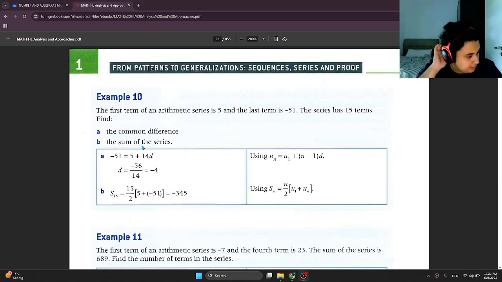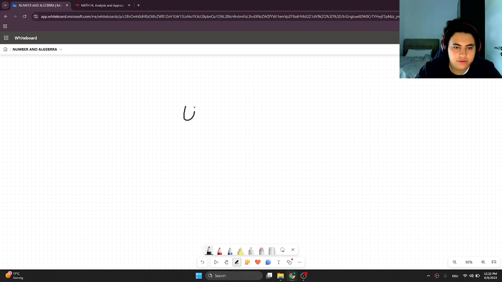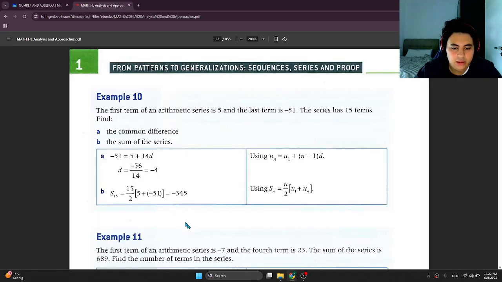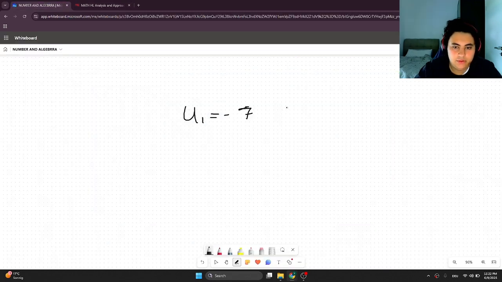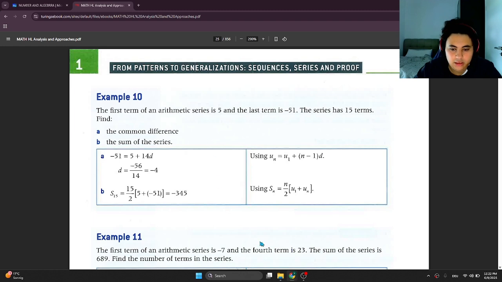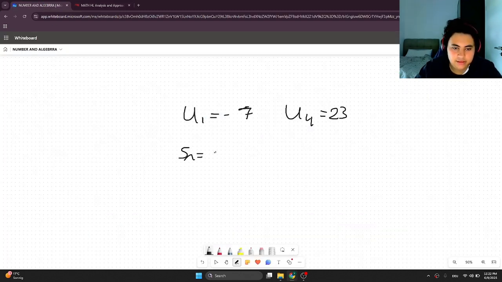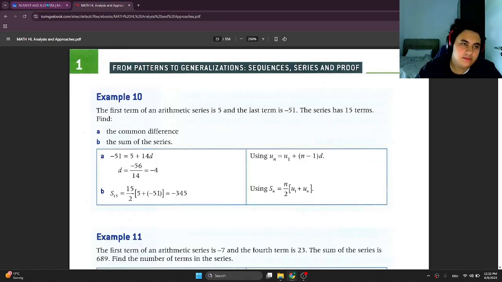Okay, so now the next question. The next question says the first term of an arithmetic series is negative 7. So u1 is negative 7. And the fourth term is 23. So u4 is equal to 23. The sum of the series is 689, so Sn is equal to 689. Find the number of terms in the series.